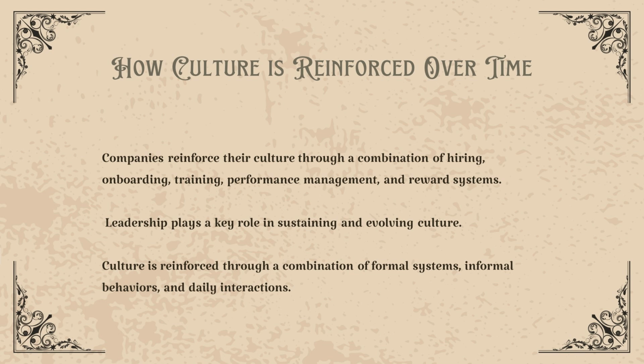Ultimately, culture is reinforced through a combination of formal systems, informal behaviors, and daily interactions. Whether intentional or not, every organization develops a culture that influences its success. Leaders who understand Schein's three-level model can actively shape a culture that aligns with their business goals, ensuring long-term growth, employee satisfaction, and ethical decision making.